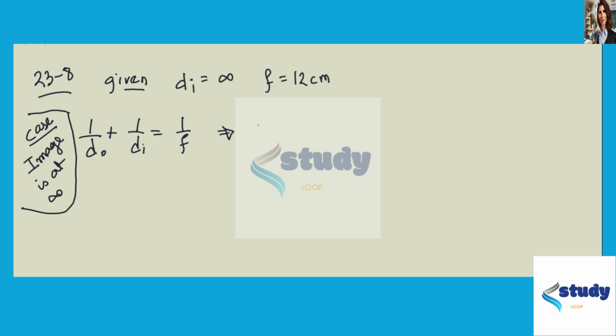If we solve for d_o, we see that 1 over d_i is 1 over infinity, so this becomes 0. So we have 1 over d_o equal to 1 over f, and since f is 12 centimeters, d_o equals f, so the distance of the object would be 12 centimeters.